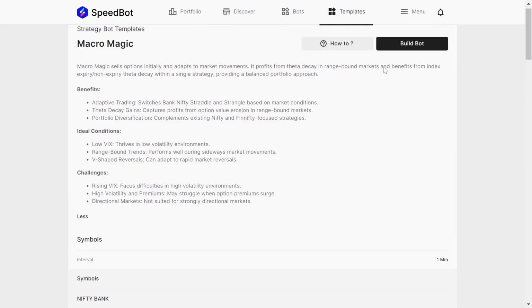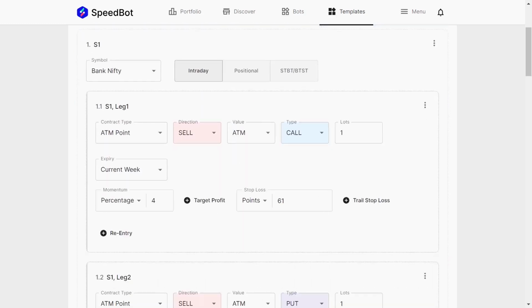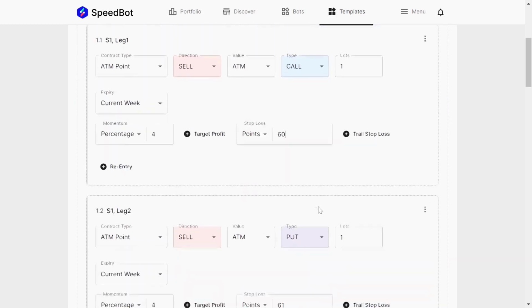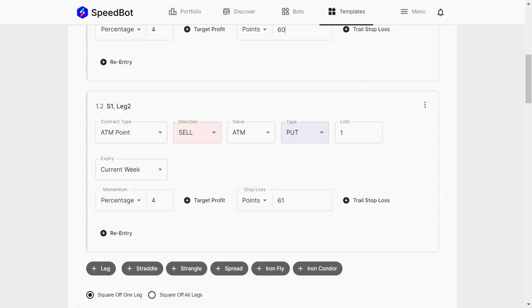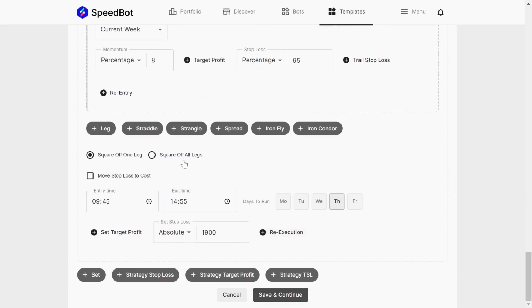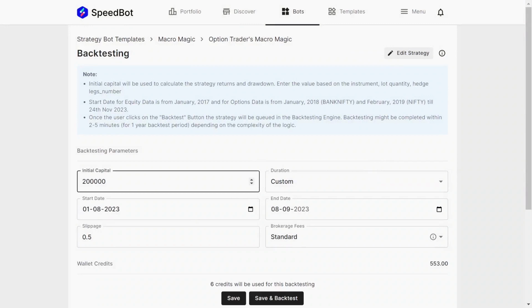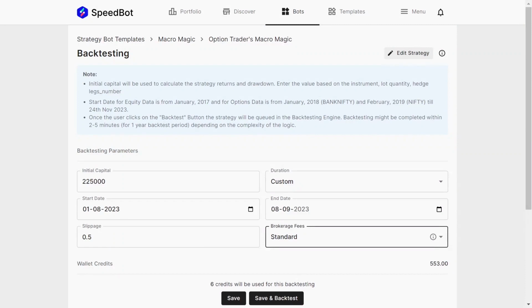Let me tweak the parameters by clicking on the build bot button. Yeah, over here, now I'll be able to change the parameters. Let me make this 60. And I believe the rest looks fine. Let me save and continue. Let me set the initial capital as 2,25,000, just keeping some additional buffer. I'll set the brokerage fees as standard.